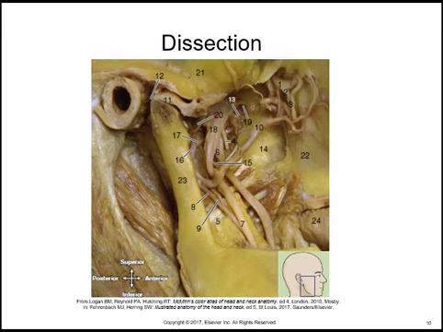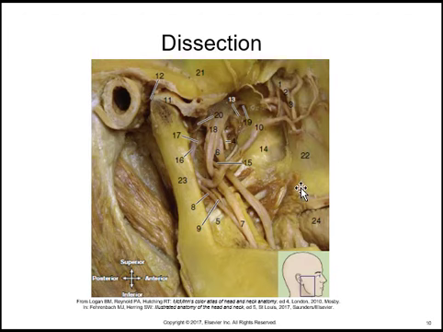So this is a dissection of the right infratemporal fossa at the injection site or needle insertion point for the inferior alveolar block. And then there it's labeled for you. So 1 up here is going to be the maxillary nerve, 2 is the posterior superior alveolar nerve, 3 is going to be the posterior superior alveolar artery.